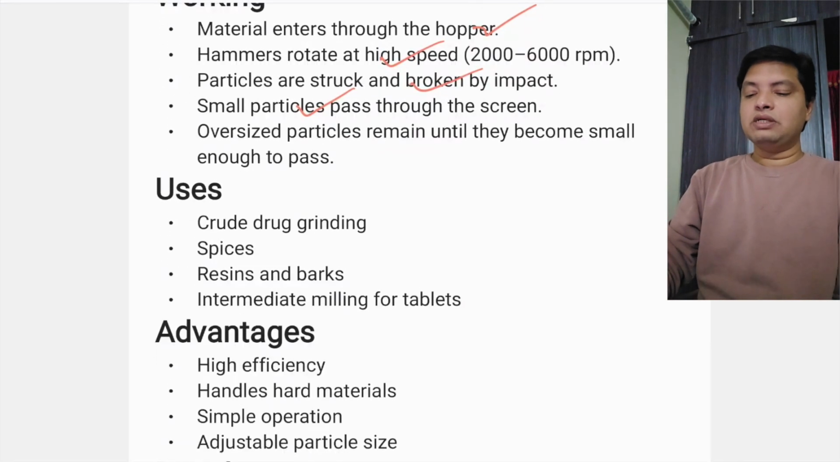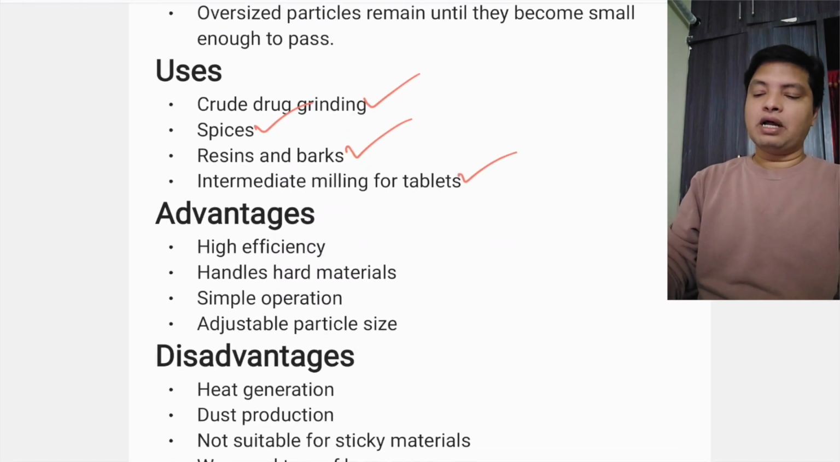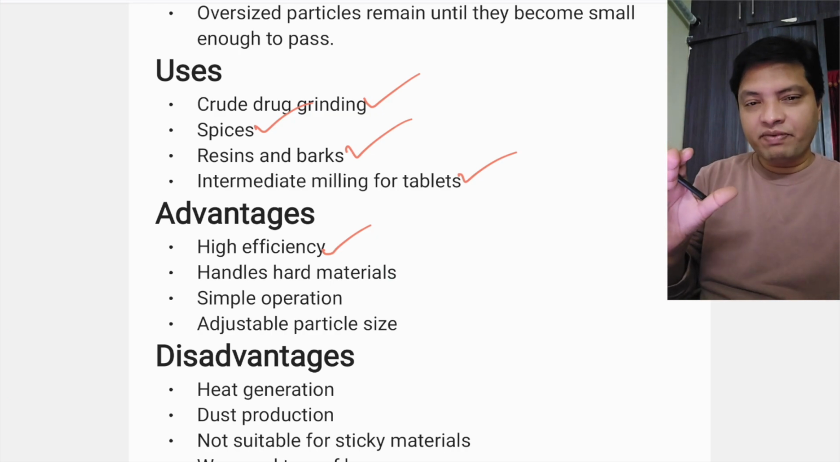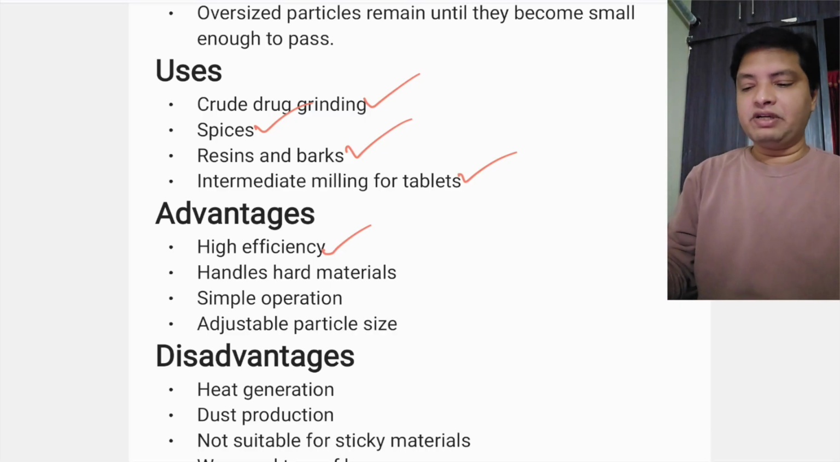What are the uses? Uses are crude drug grinding, spices grinding, resins and bark, and intermediate milling for tablets. Advantages: high efficiency. High efficiency means that if you put in 100% of product, 99% of the product will be size reduced. That is what high efficiency is.